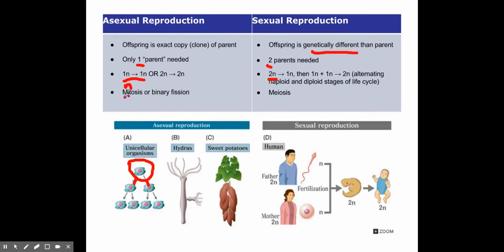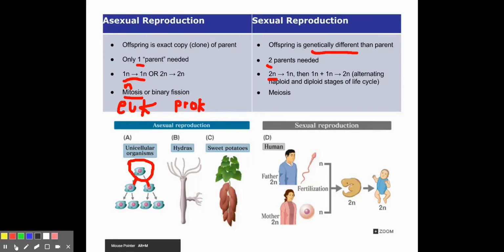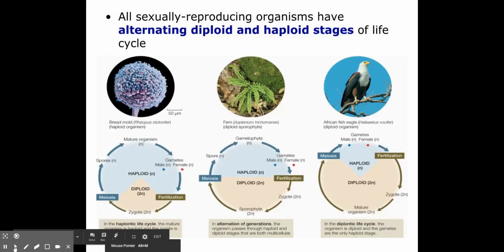Now we're going to see asexually reproducing organisms undergo mitosis. That would be in eukaryotes. And if it is binary fission, that's going to be prokaryotes or bacteria, the simpler process. Whereas in order to produce gametes necessary for sexual reproduction, the cells need to undergo a new process of division called meiosis that we're going to be learning about.